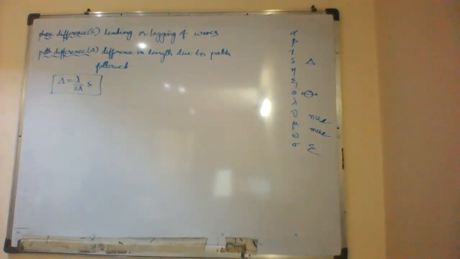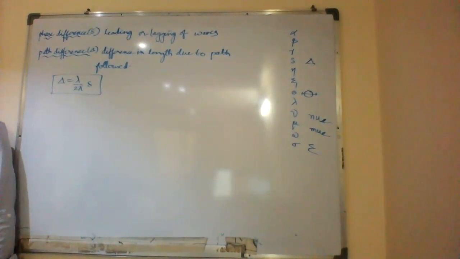Difference angle of emergence also. Small delta is the angle of emergence. That is the deviation. Deviation, sorry. I'm getting confused. This chemistry is on my mind. Now you are preparing for chemistry.